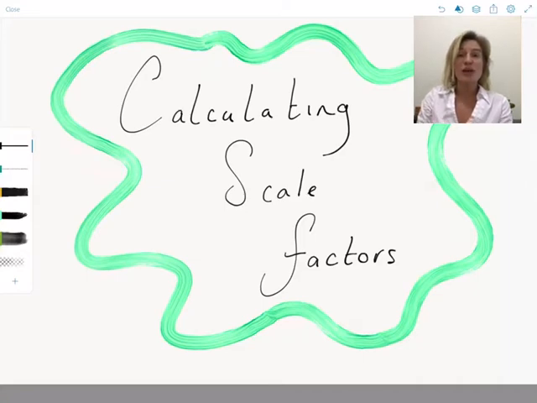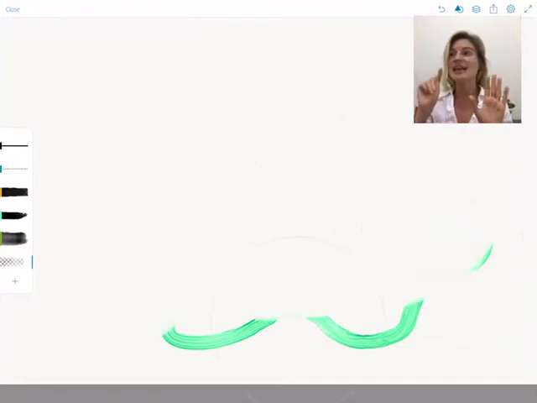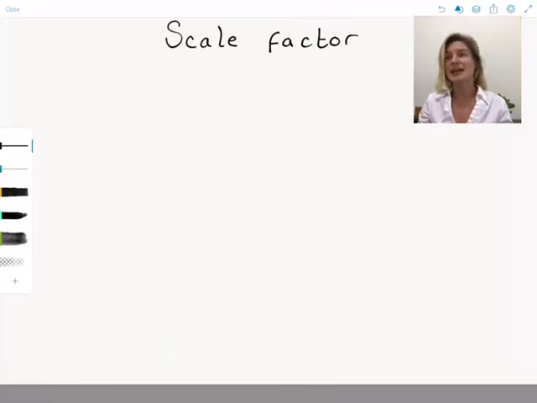So, what we're going to do today is we're going to look at two similar shapes, but one of them is bigger than the other one. We have to find out the scale factor that it's been enlarged by. And we're going to do that by using the numbers as our clues. So let's look at the screen together.